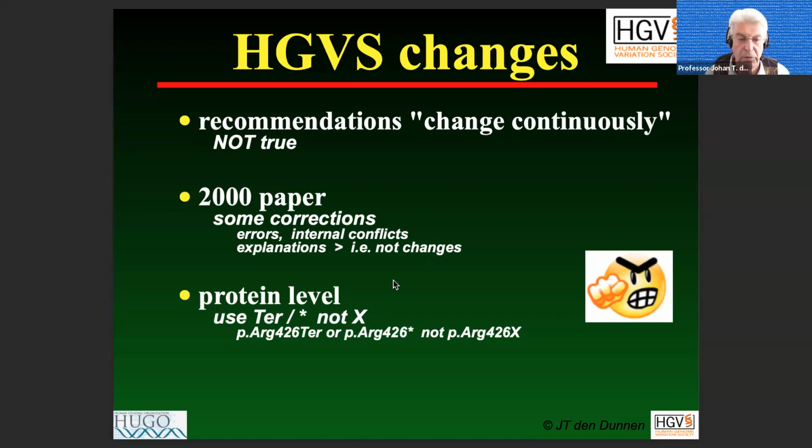Of course, when there were errors or internal conflicts, we took care of those and we added explanations on the website. The only very big change between the 2000 paper and the 2016 paper was that at protein level, we originally suggested to use the X, and we said you should use the asterisk or the Ter for termination as well. I'll come back to that in a minute.